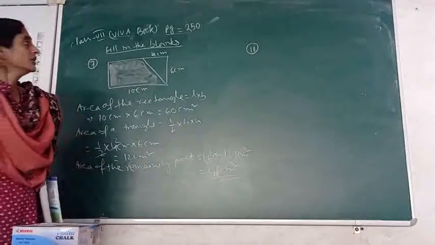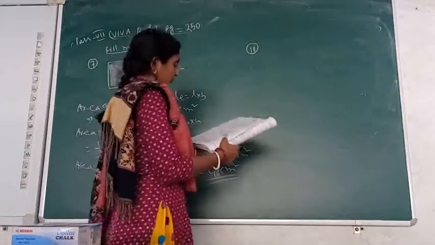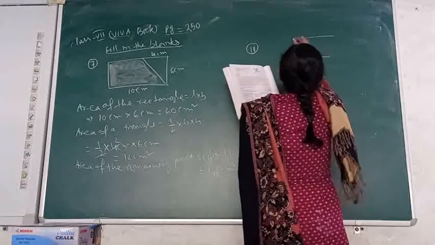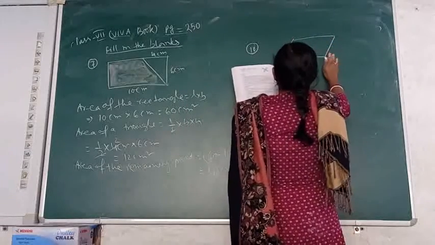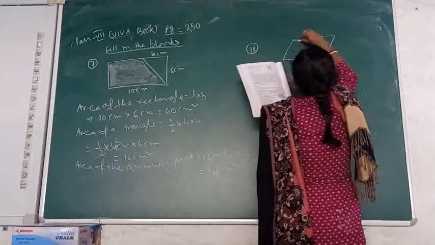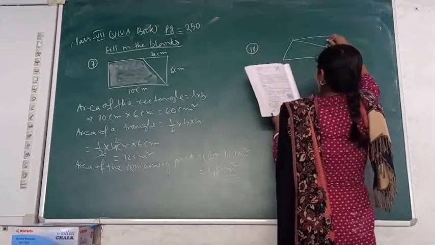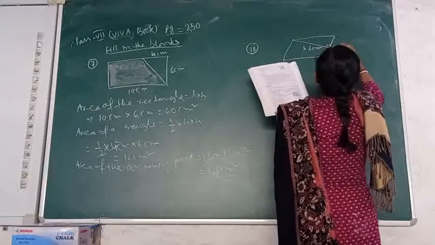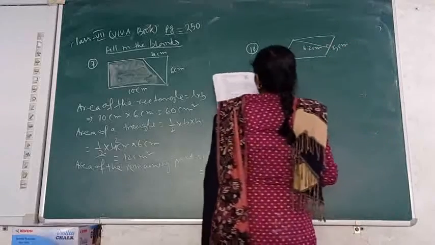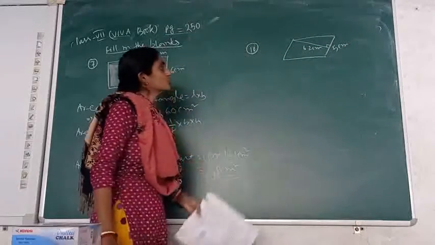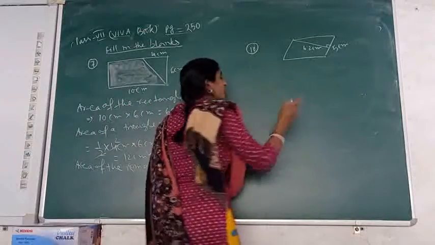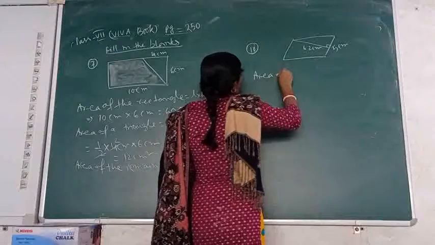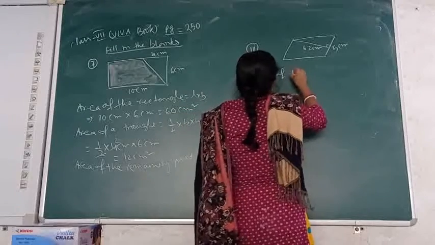That is the answer. Let's come to question number 10 here from the fill in the blanks. Here one parallelogram has been given. Yes, one parallelogram of this type has been given. Now this is the height that has been given, 6.2 centimeter, whereas the base has been given 5 centimeter. Yes, you have been asked the area of this parallelogram. Okay, so what was the formula for the area of a parallelogram?